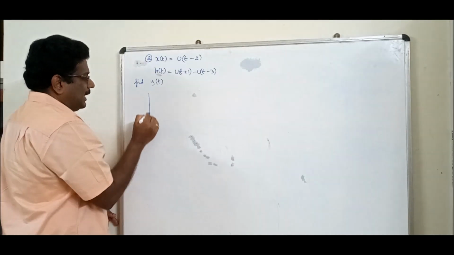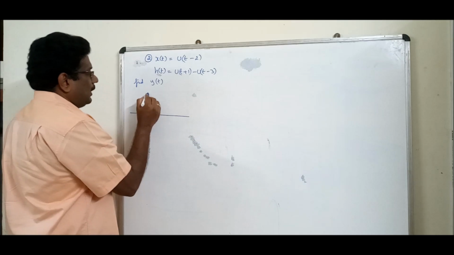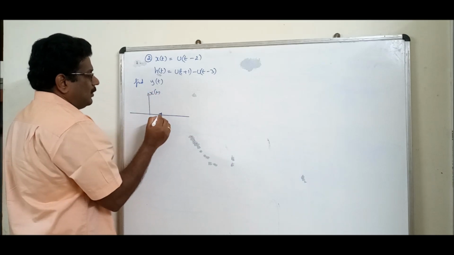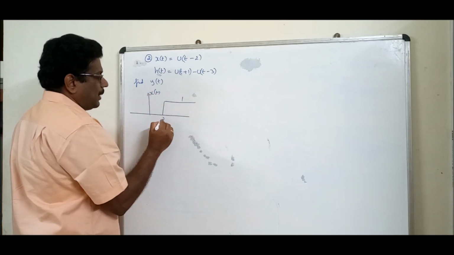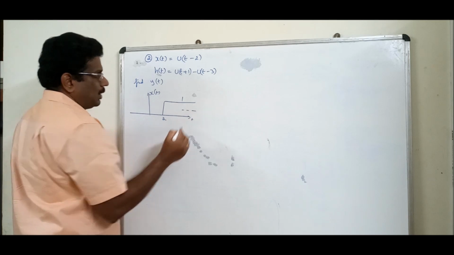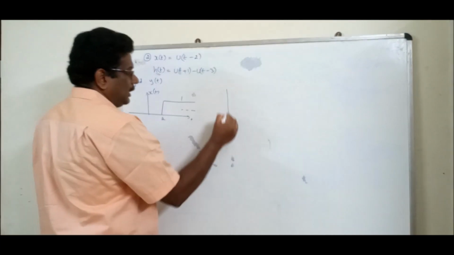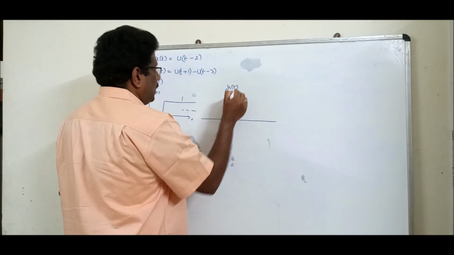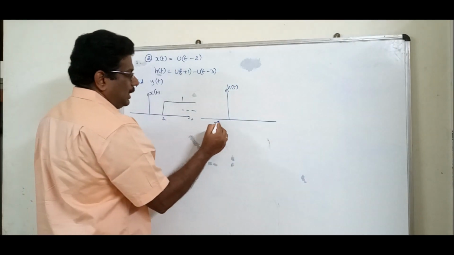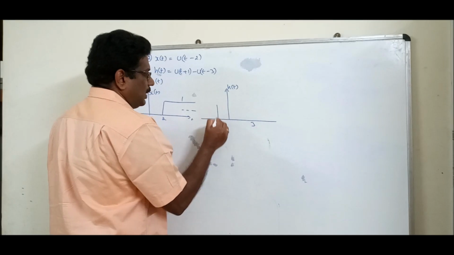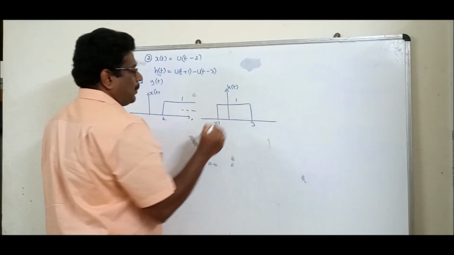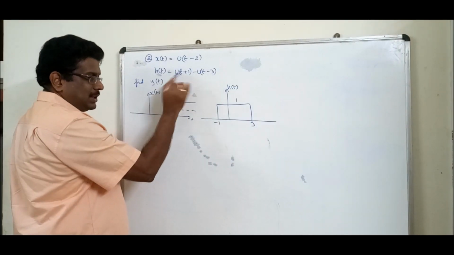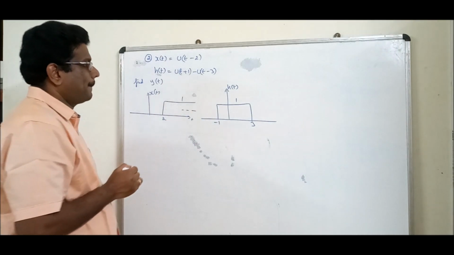What is the given signal x of t, which is u of t minus 2? What is another signal? You have to do all this preliminary work. What is h of t? It is from minus 1 to 3, with amplitude 1. You sketch these, you subtract, you will get this.